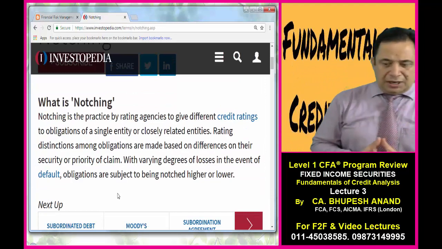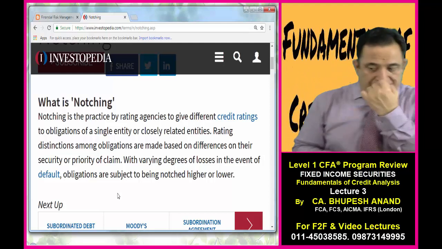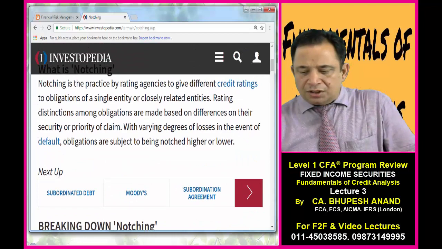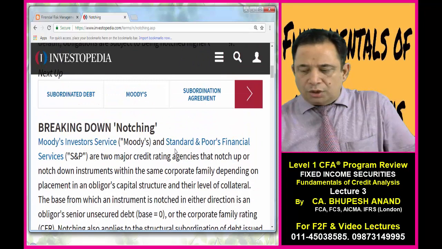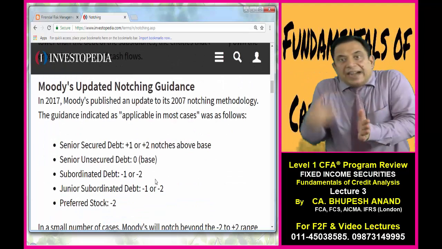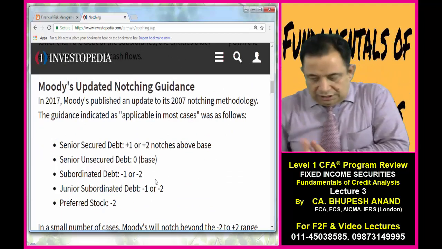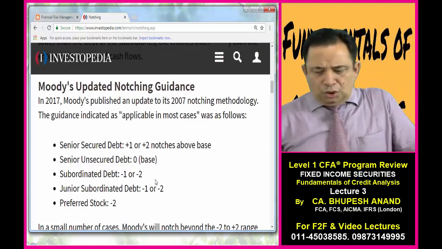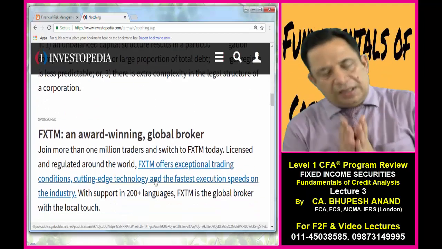So let us see what is the meaning of notching. Notching is a practice by rating agencies to give different credit ratings to obligations of a single entity or closely related entities. For example, just see here, Moody's Investors Service has given the notching guidance on how we give a notch below or a notch above. Just see: senior secured, senior unsecured, subordinate, junior subordinate, preferred stock. So like this, we have discussed the concept of notching.